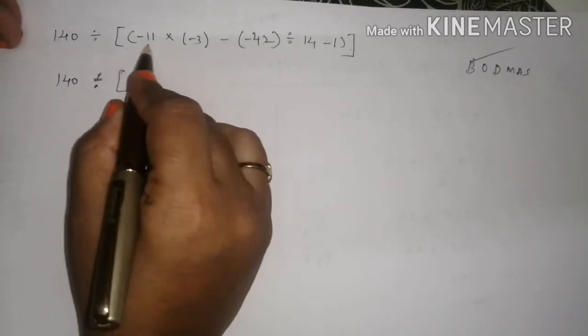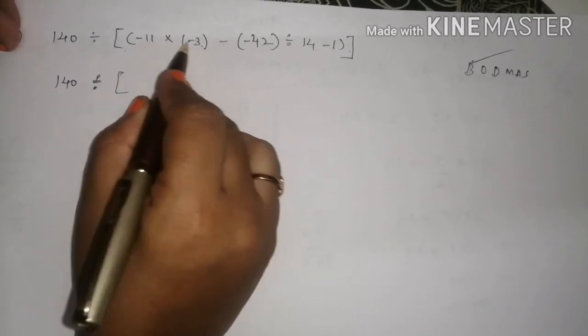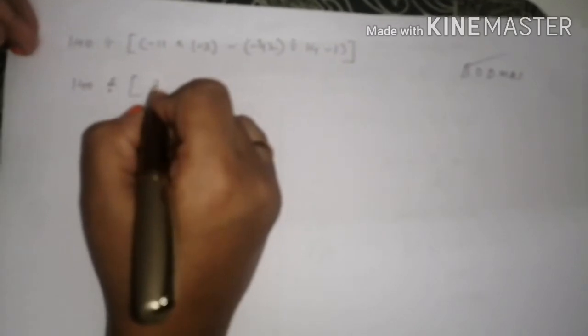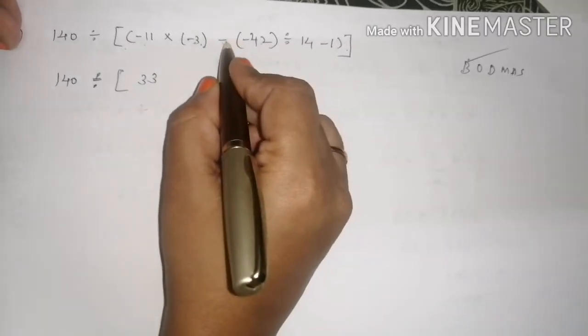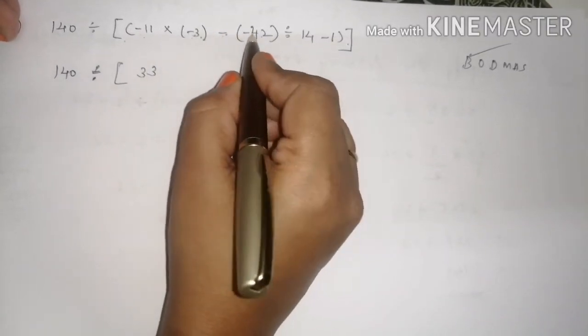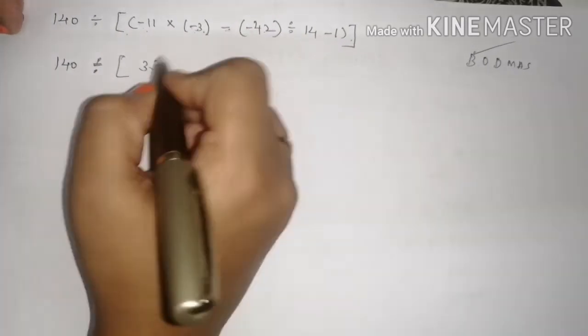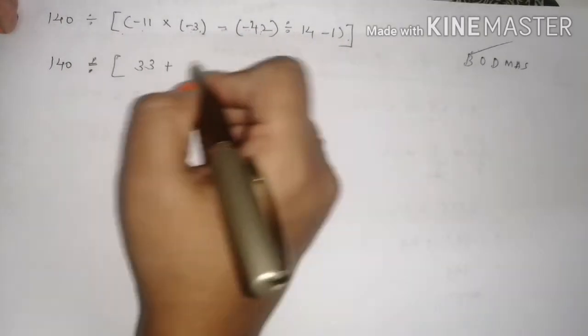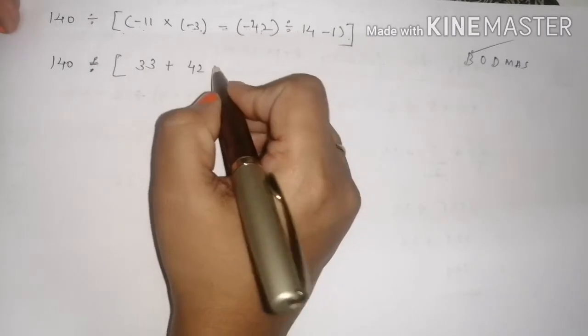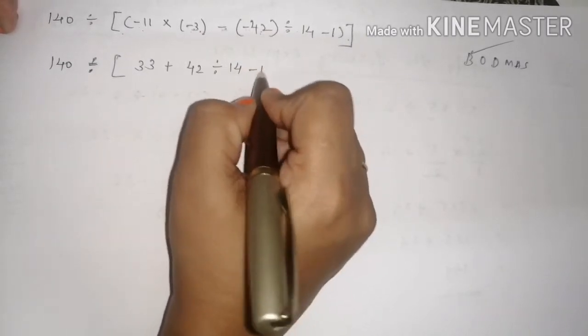So 11 3s is 33, and minus minus is plus 33. Now minus minus will become plus. 42 divide 14 minus 1.